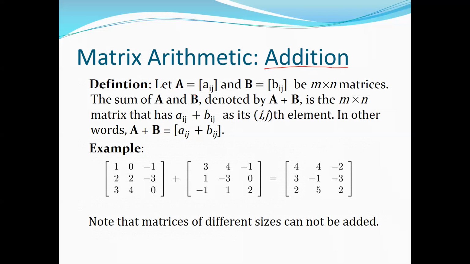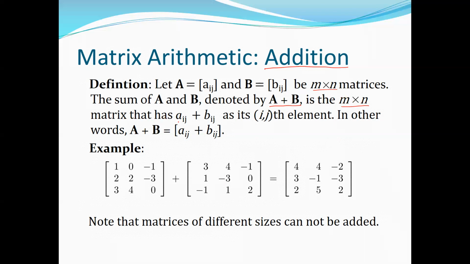Let A equal Aij and B equal Bij. These are two m cross n matrices. The sum of A and B is denoted by A plus B, like we simply represent the addition of two numbers. The result is an m cross n matrix. Remember, these are m cross n matrices of the same order and the same size, so the resultant would also be of the same size, m cross n. And how do we obtain the values?